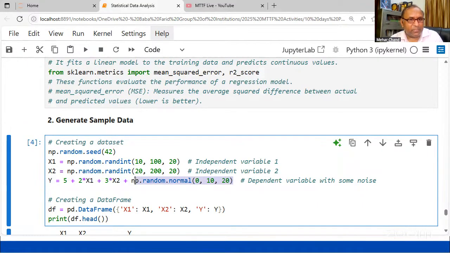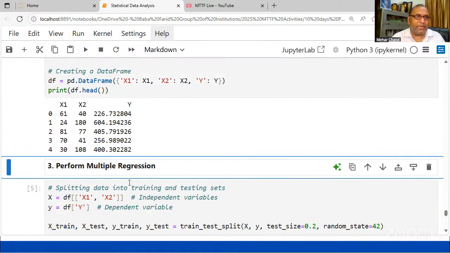Okay, so then after, on the basis of these statements, we will create the data frame. This is the statement: df is equal to pd.DataFrame, with x1 as the key for x1, x2 for x2, and for the key y, we have y. So this will create the data frame. And if you want to print the head, we have to run this statement.